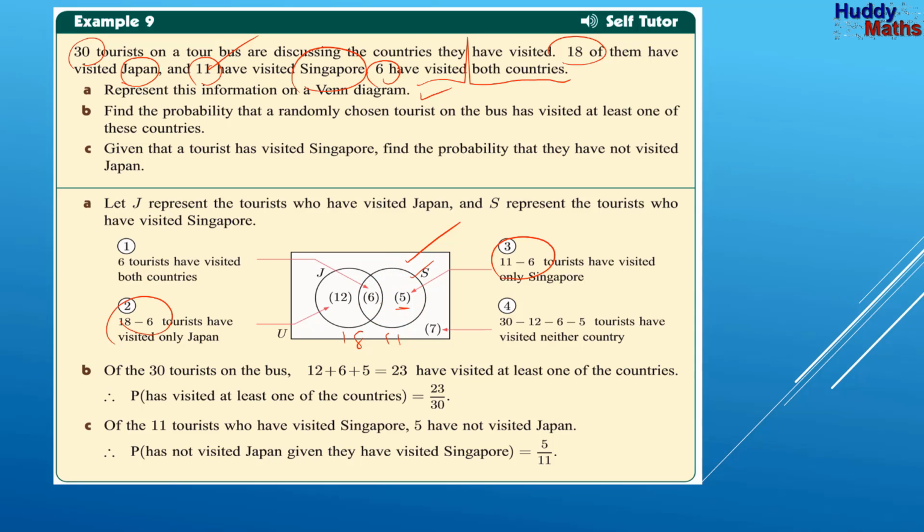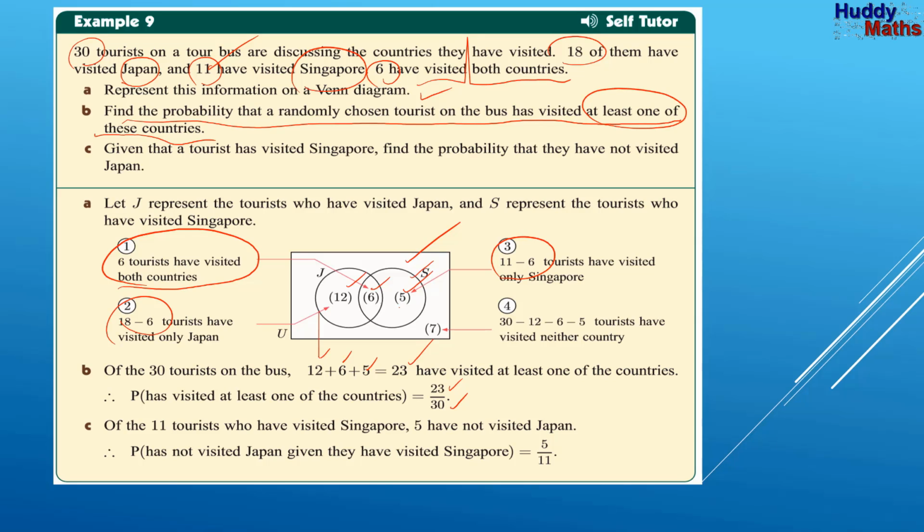So the idea there is to do step 1, put in the intersection, those people who are in both, and then work out by subtraction what's in just Japan or just Singapore. Okay, now find the probability that a randomly chosen tourist on the bus has visited at least one. That's one or more. So it's all the people in here. At least one. So you can include the 6. I've done 2. So 12 plus 6 plus 5 is 23. And therefore your chances are 23 out of 30.